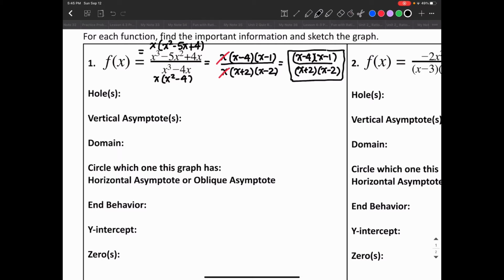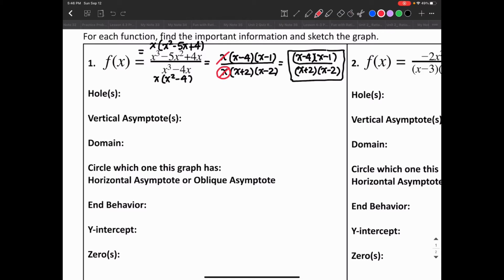To find the holes, they are the x values that made the denominator 0 that canceled. So I need to take into consideration that whatever x value made that thing 0 is not included in the graph. So it's an open circle. It's a hole at that point for x. Here, x would be 0.